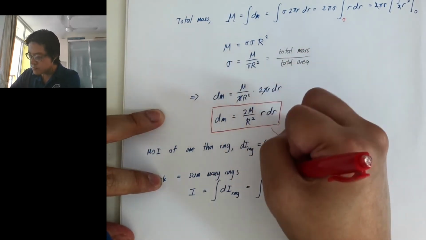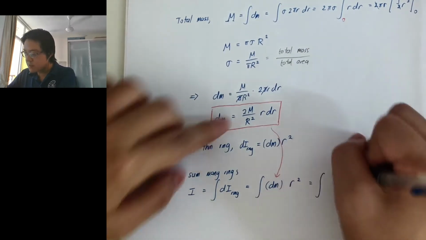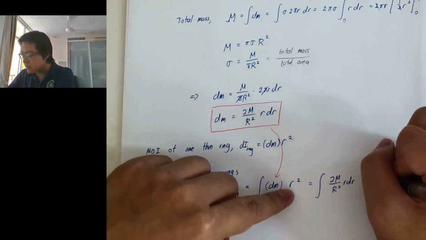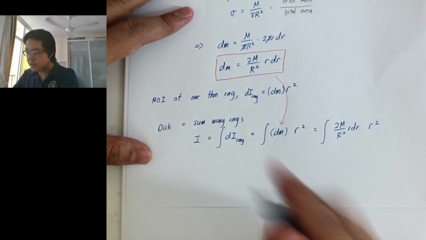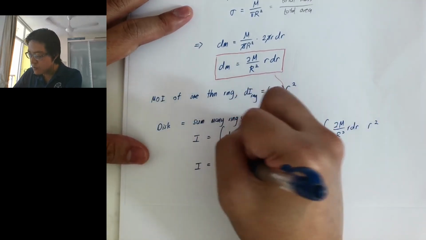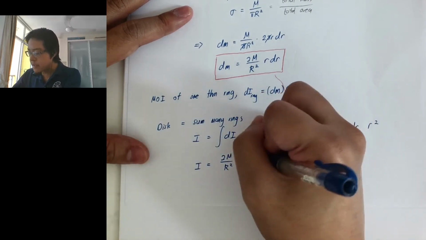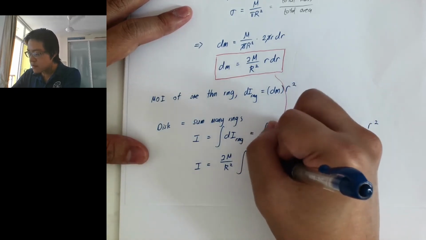Okay, so let's put this in and see what happens. So I have now my integral of, just put the whole thing in, so 2m over R squared, r dr, and then there's another r squared at the back, right? So just be careful, rearrange everything so it makes sense. The constant can be taken out, so I got 2m over R squared, right? And then I'm integrating, there's r squared and r, so it's r to the power 3 dr.